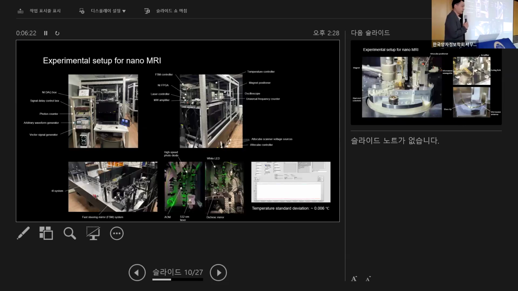So these are the photos of our lab. Although it's not perfectly organized, you can see this black box houses the customized confocal system we have. And you can see a lot of instruments. And the whole thing is temperature regulated by the PID, and it's stabilized to within plus or minus 0.01 degrees Celsius.